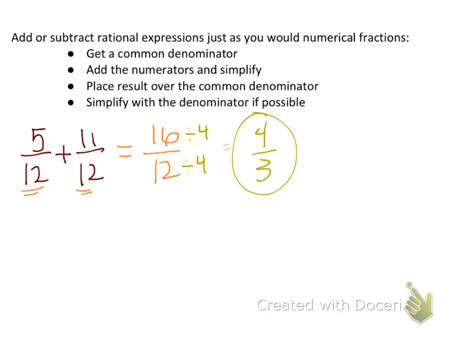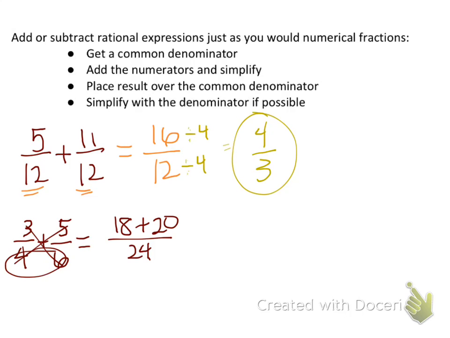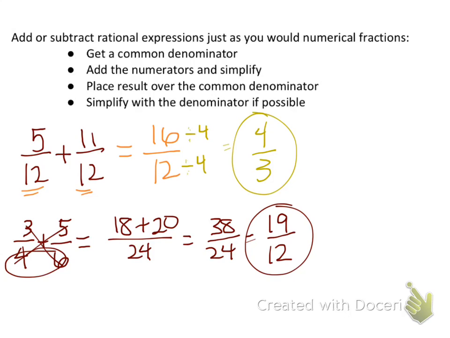If we don't have common denominators, so 3/4 plus 5/6, one way that you can do this is by multiplying 6 times 3 and getting 18, plus 4 times 5 gives us 20, over, multiply the denominator and get 24, which gives us 38 over 24, and we can simplify this to 19/12.